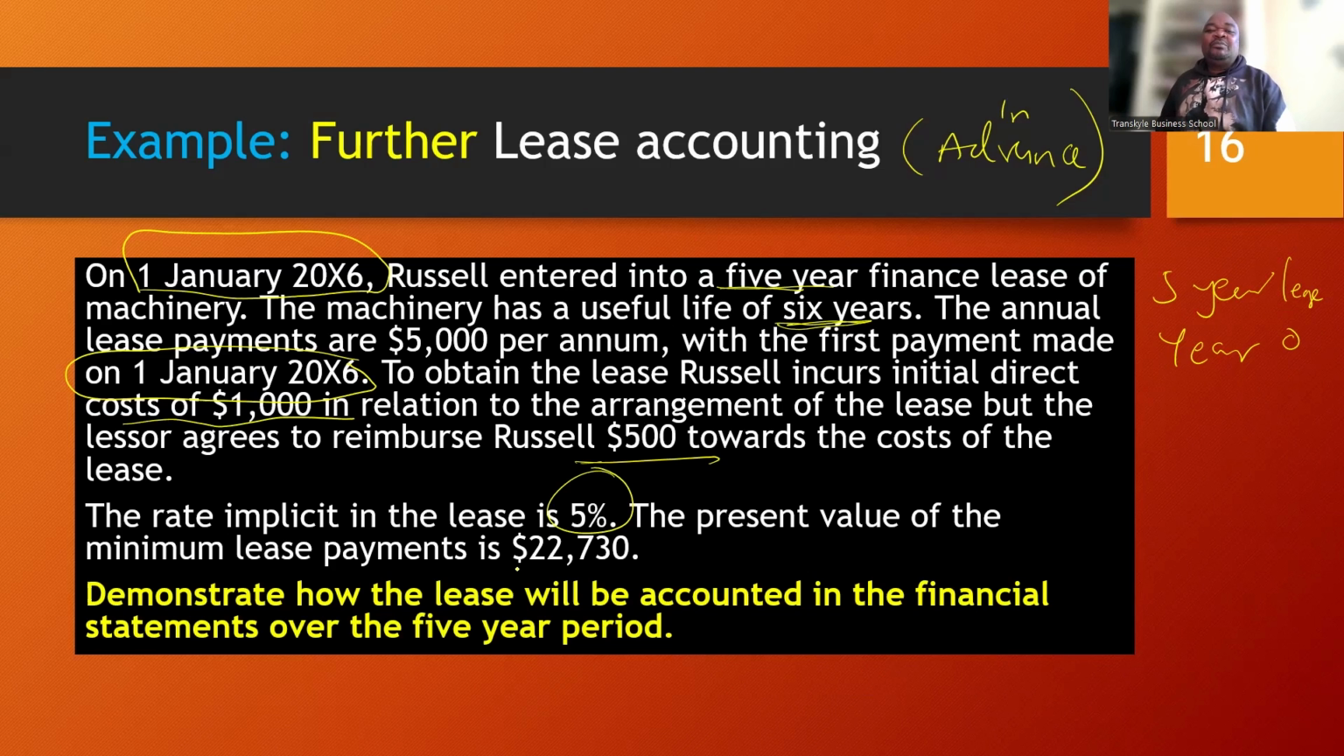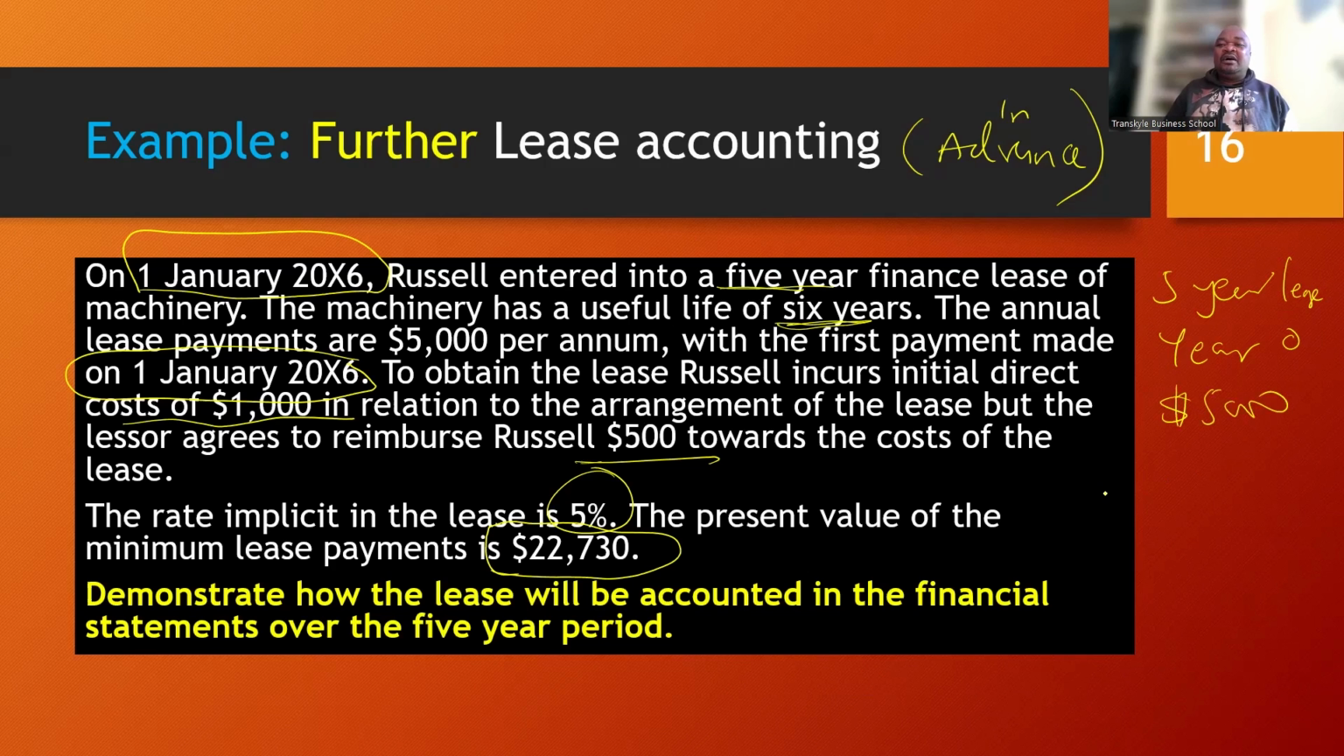The present value of the minimum lease payments is 22,000. In the ideal exam situation, nobody is going to do the computation of that figure for you. You need to lead yourself to compute it. So let us try to compute this figure. How did they arrive at this one? We are told that this is a 5-year lease, and every year we pay $5,000.